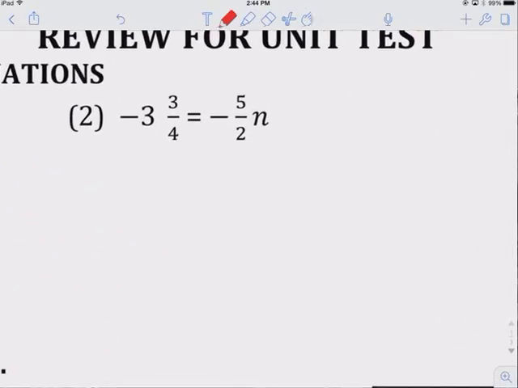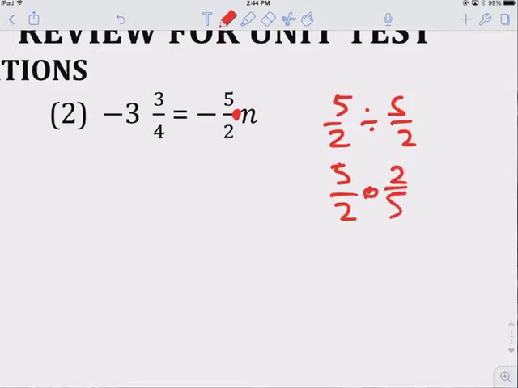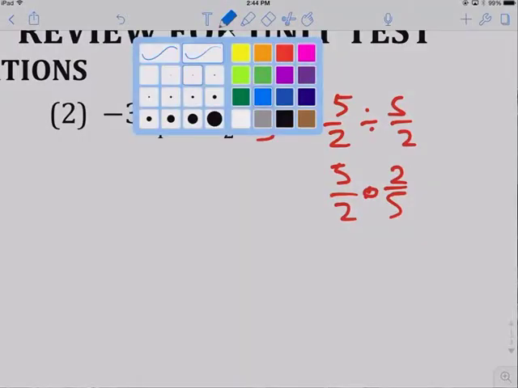Okay? The next one, remember this is times. That's 5 over 2 times. So the opposite of times is divide 5 over 2. But when you're dividing, you keep the first, change, and take the reciprocal of the second, right? Like that, correct? Yeah. So you're basically multiplying. In the end, you end up multiplying by its reciprocal, right? Yeah.